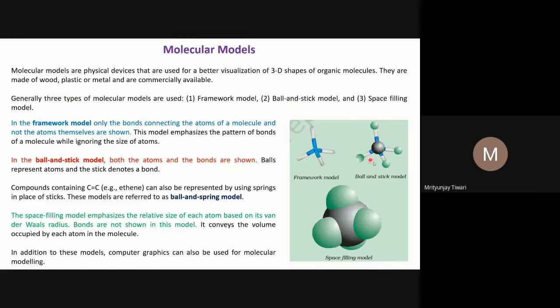So atoms are also shown, bonds are also shown. Balls represent atoms and sticks represent bonds. In this case also, the relative atomic sizes are not taken into account. Like this hydrogen atom, what will be the exact relative size of this carbon atom and this hydrogen atom? It may not be shown appropriately in the ball and stick model.